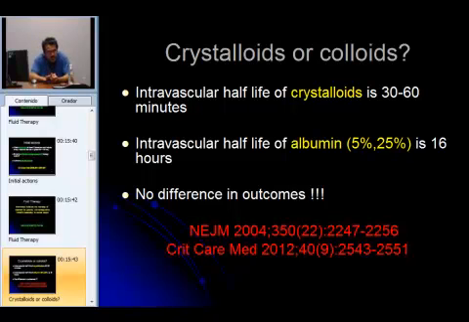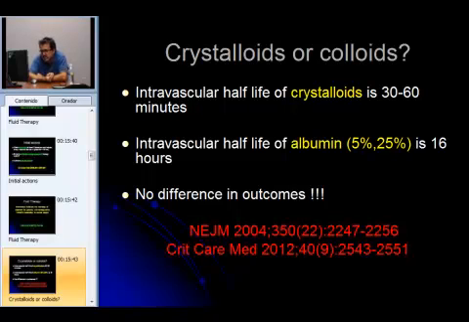There's actually a recent paper just this month in Critical Care Medicine, where, again, they show no difference in outcomes between crystalloids and colloids, and they didn't even show that with colloids you would be able to reverse the shock faster. What you've got to know is that crystalloids, meaning normal saline, Plasma-Lyte, lactated Ringer's, any of those, have a very short intravascular half-life. The half-life is only like 30 to 60 minutes.